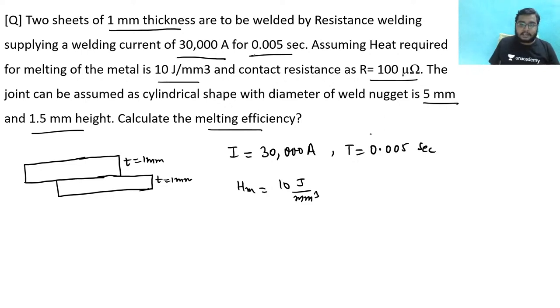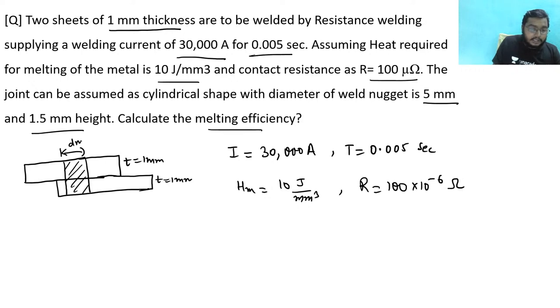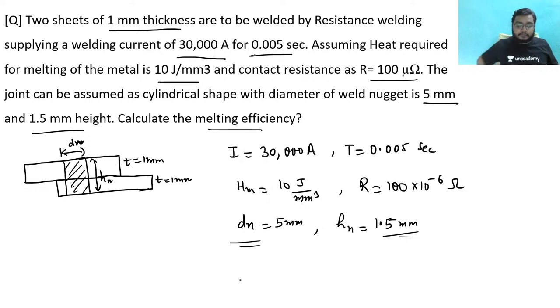So contact resistance is given as 100 micro-ohm, that is 10⁻⁶ ohm, clear. Now the joint can be assumed to be cylindrical in shape with a diameter of the weld nugget. So let us assume that the joint is formed like this, and this joint is having the diameter. This is the DN, and this is the HN. Here the diameter of the nugget is given as 5 mm. This is the diameter of the weld nugget, that is 5 mm. Height of the weld nugget is 1.5 mm. So these things are given to you, clear. Now you have to find the melting efficiency. So first of all, find the volume of the weld nugget.